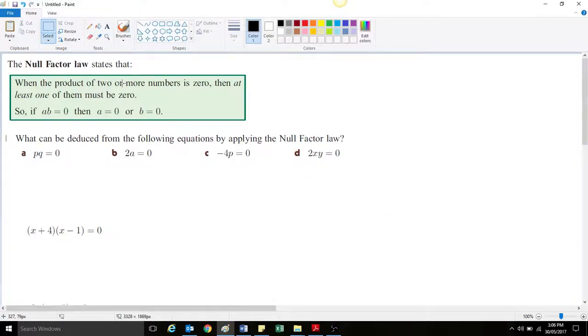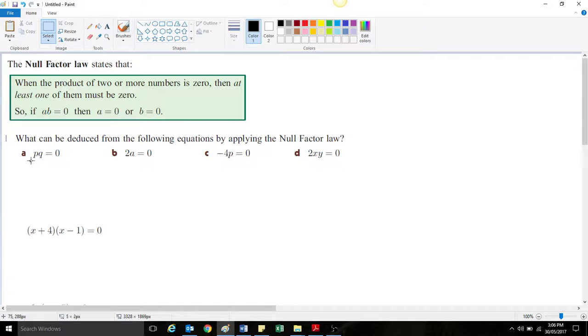Okay, this video is about the null factor law. So if we have two letters, let's say A and B, and if A times B equals 0, then one of them has to be 0. A is 0 or B is 0.